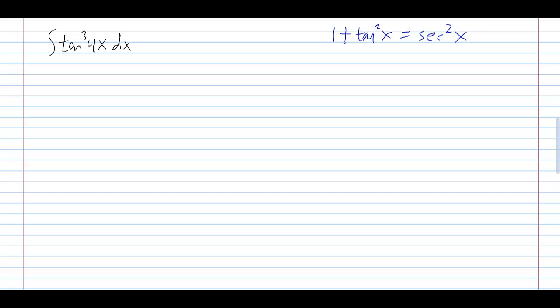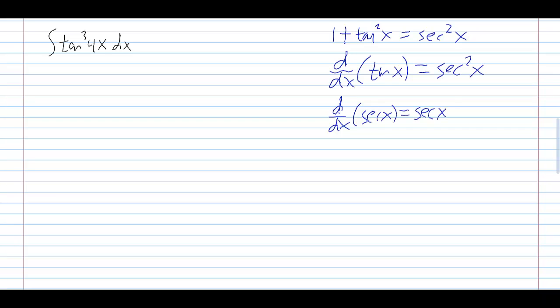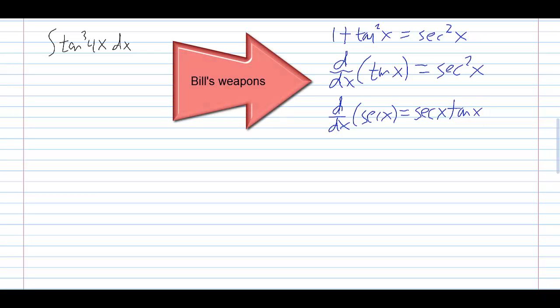And let's see some other things. Well, we know the derivative of tangent. Derivative of tangent, you should know that, is secant squared. And just for completeness' sake, it's always good review, let's go ahead and write down what the derivative of secant is. Derivative of secant is secant tangent. And again, these are going to be my weapons that I'm looking at when I'm attacking this problem.